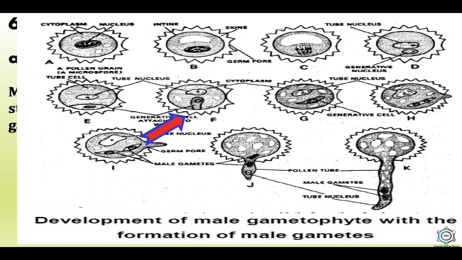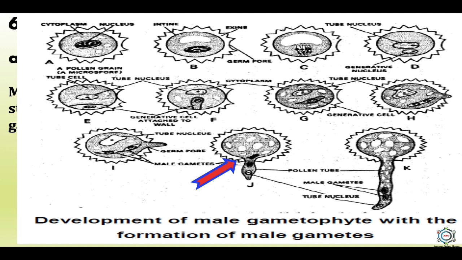Then the generative cell loses its contact with the wall of the microspore and lies free in the cytoplasm, and the callose layer dissolves. The vegetative cell has a central nucleus, and starch grains, lipids and proteins are also present. Then, in the intine layer, it starts to form the pollen tube by the germ pore, and gradually the vegetative tube nucleus migrates into the pollen tube and reaches up to the distal end.